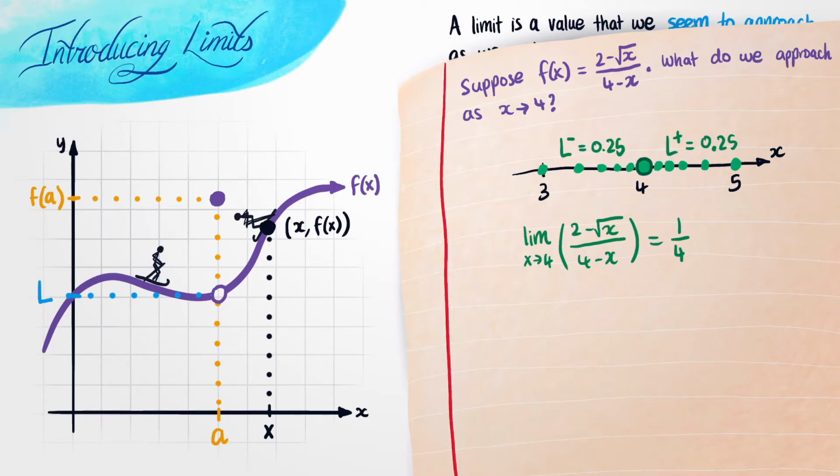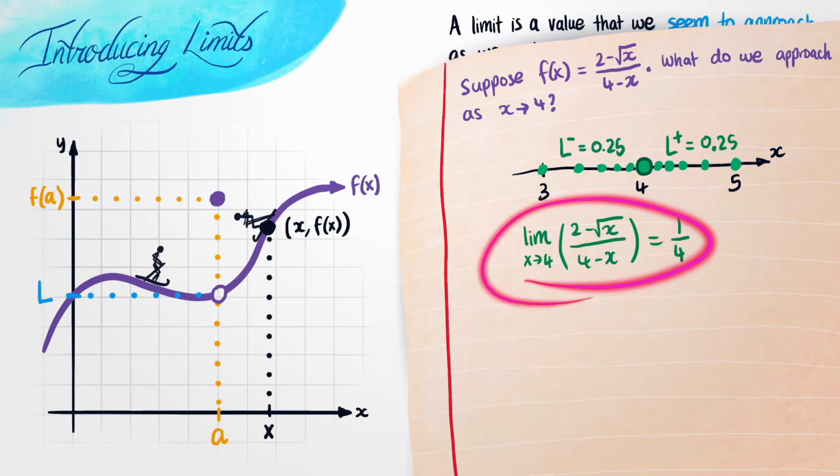Now I hope this example has shown you something that you didn't expect. Despite the fact that our function is not defined when x equals 4, the limit is perfectly well defined and it's exactly equal to 1 on 4. So it's exactly like this case we have on the left. The value just gets closer and closer to 1 on 4, but when you finally get there, it just disappears.